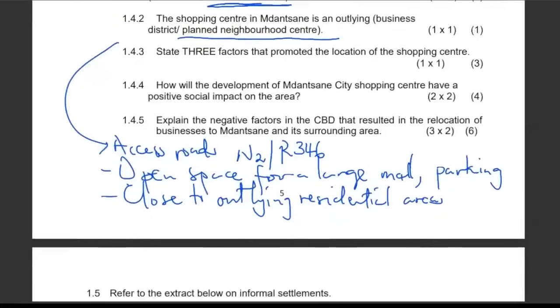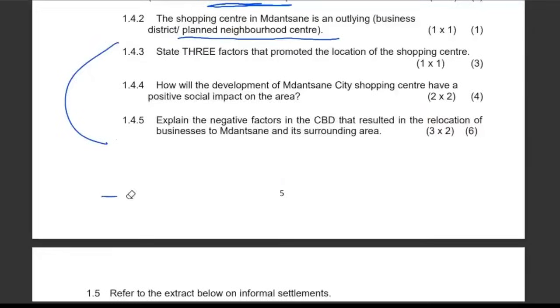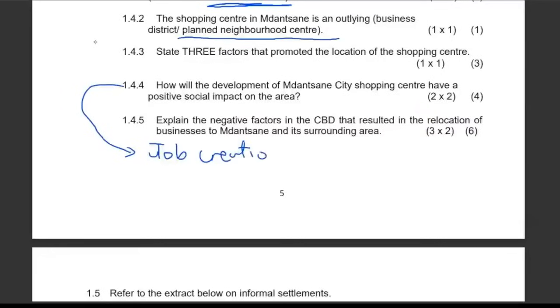Then the next question is saying, how will the development of Mdantsane City Shopping Center have a positive social impact on the area? The question is saying positive social impact. We are saying, how is the society around the area going to benefit from the development of that shopping center? We can say there is job creation. People are going to benefit because there is job creation. Those businesses need people who are going to work for them, and automatically they are going to employ people in the vicinity.